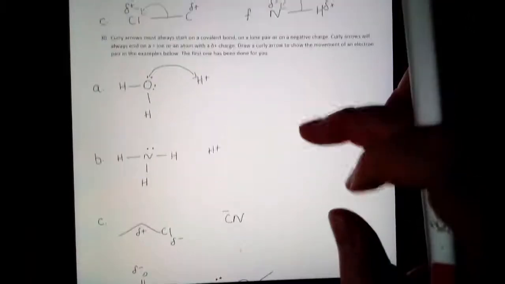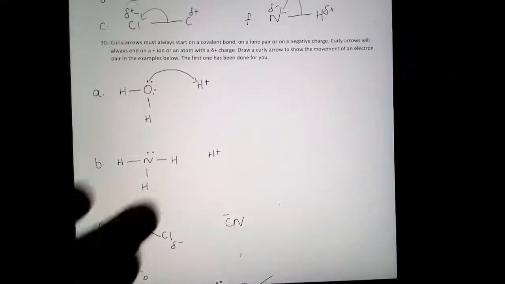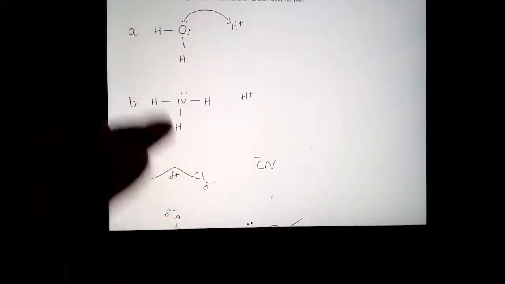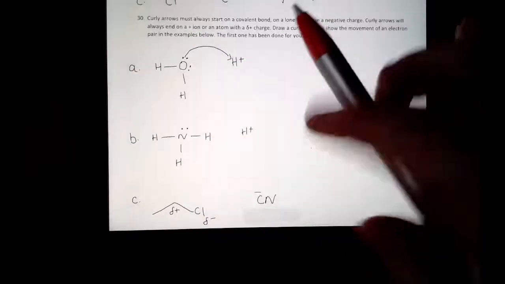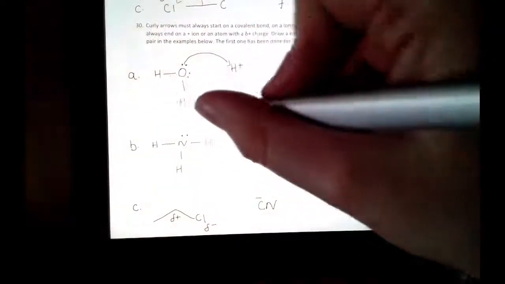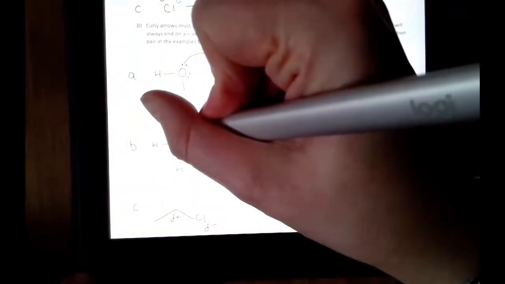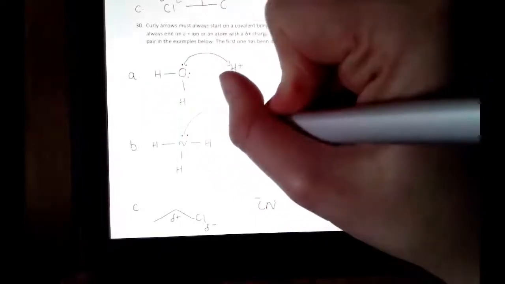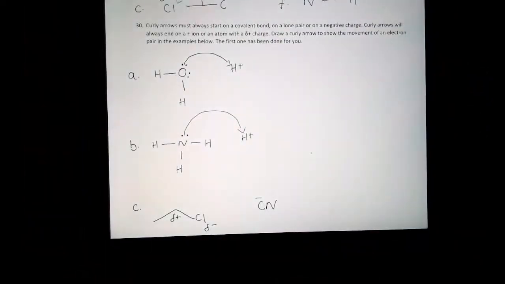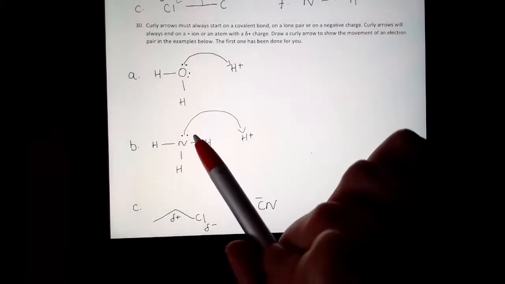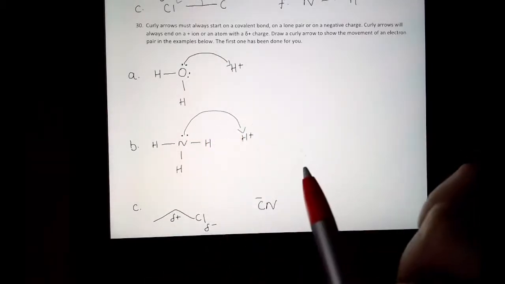At the moment, I'd be happy if you can just draw for me proper arrows. So for the next one, I'm starting again on my lone pair and I'm ending at my H+. Make sure there's nothing vague about it. Start specifically on the lone pair, end specifically on the H+.